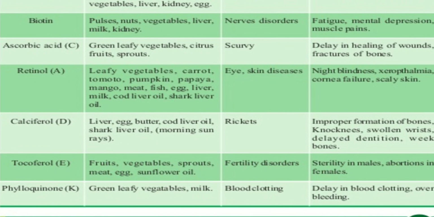So what are the sources? Green leafy vegetables, milk. Then what is the deficiency disease? That is blood clotting. So what are the symptoms? Delay in blood clotting, over bleeding. Whenever we get an injury, usually the blood will clot. That is, it will stop within 2 minutes. But if there is a deficiency of vitamin K, the blood will go on. It will not clot. So these are the different vitamins, their sources, deficiency diseases and symptoms.